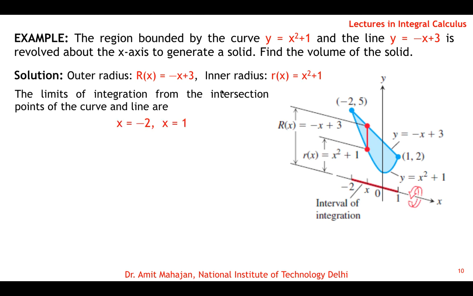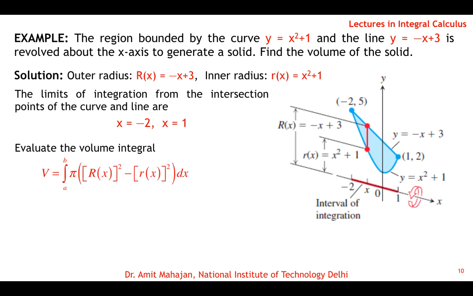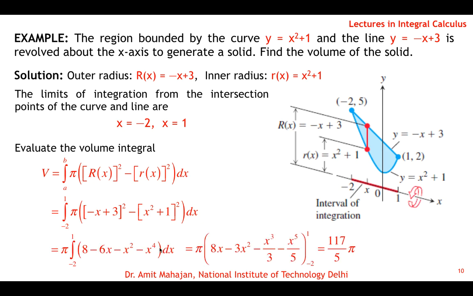And the limit of integration will be x, which is minus 2 to 1, x is varying. The formula for volume is the integral from a to b of pi R square minus pi r square dx. So the disk area minus the hole area will be the washer area. Capital R and small r we know, so we can simply substitute, solve this, and integrate for x from minus 2 to 1 to find the volume. A simple integration, then substitute the upper limit minus the lower limit and solve. So 117 by 5 pi is the volume of the solid generated by revolving this plane region.